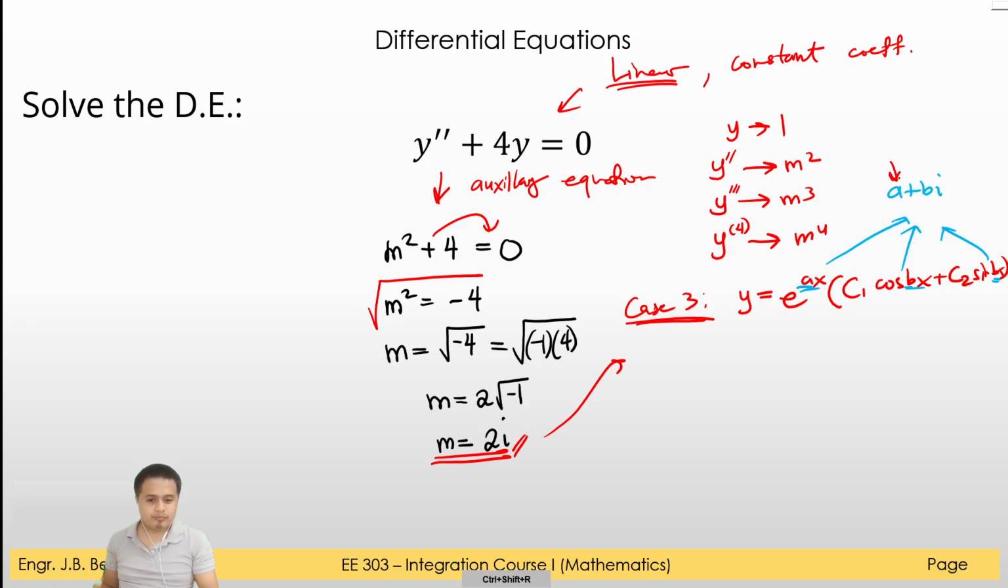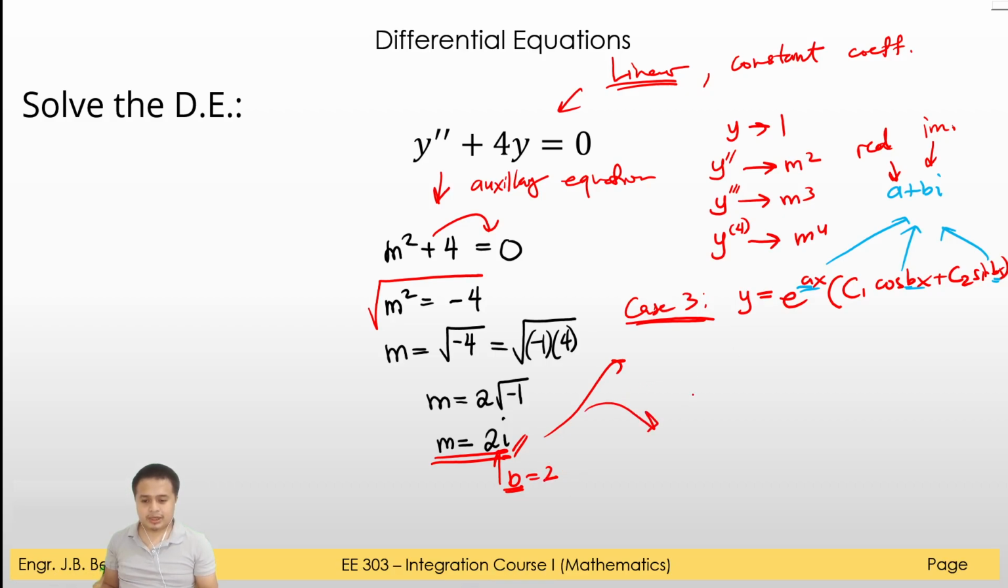So this is your real part, sorry, I cannot erase it. Yeah, oh, I erased everything. Real part, and then this will be your imaginary part. So we just substitute the values, no? So since this is just 2i, then therefore this is the imaginary part. So therefore this is just b. So 2 is equal to b.